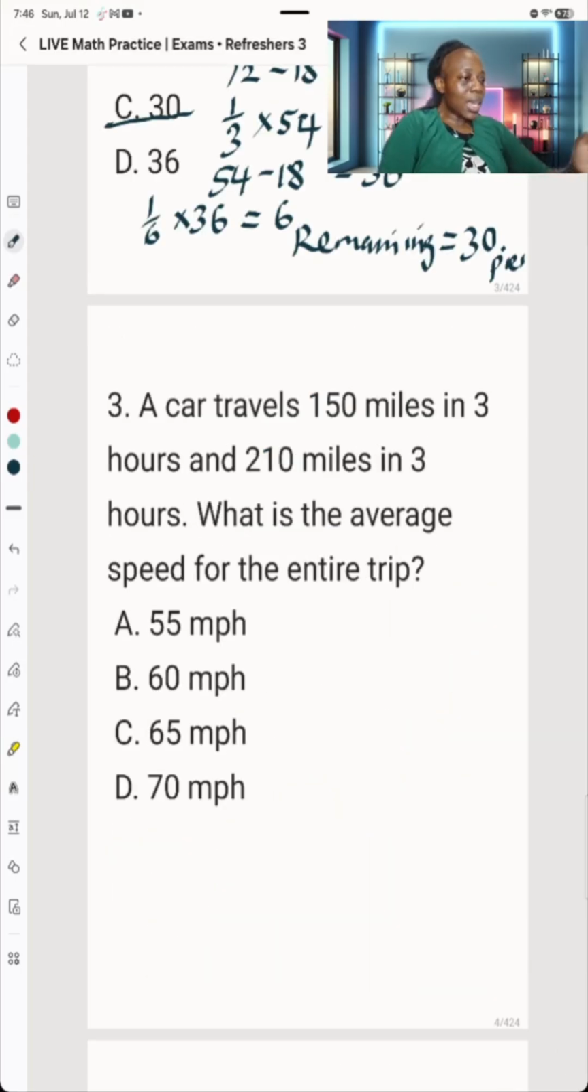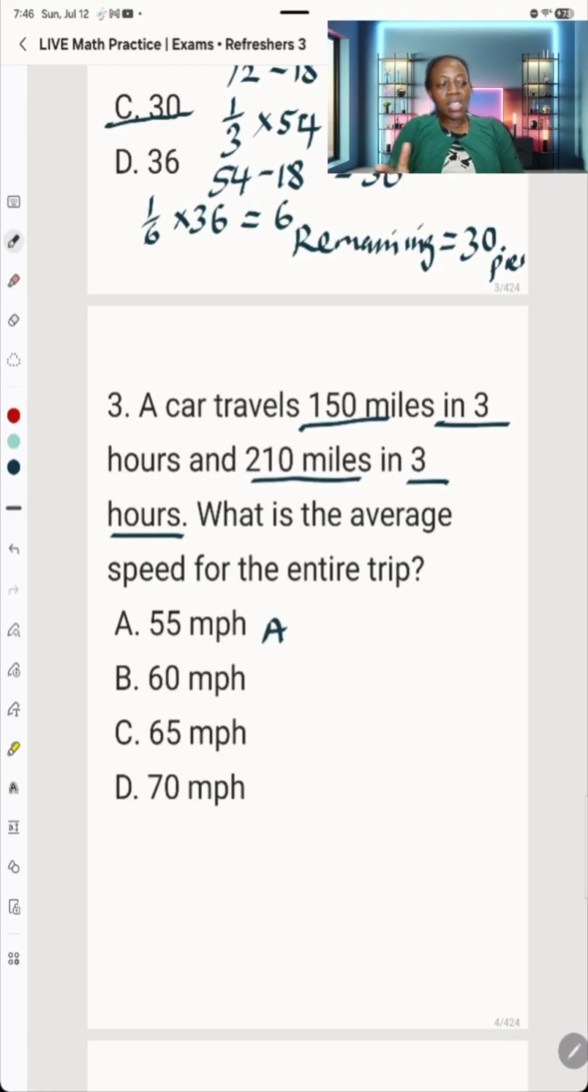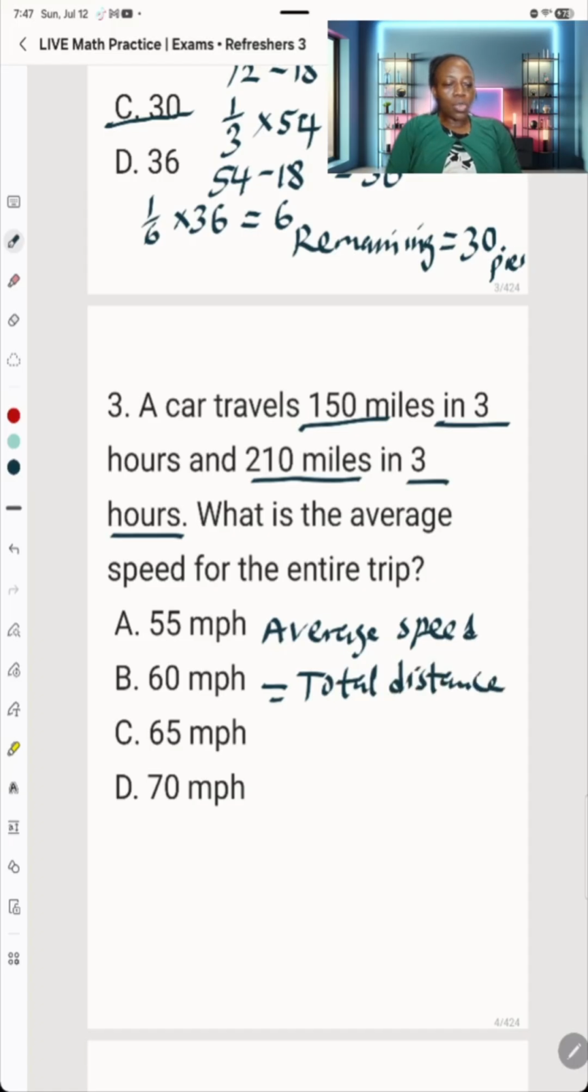So the question says a car travels 150 miles in 3 hours and 210 miles in 3 hours again. What is the average speed of the entire trip? So average speed, normally speed is distance over time. So when it is average speed, it is total distance traveled divided by total time taken for that journey.